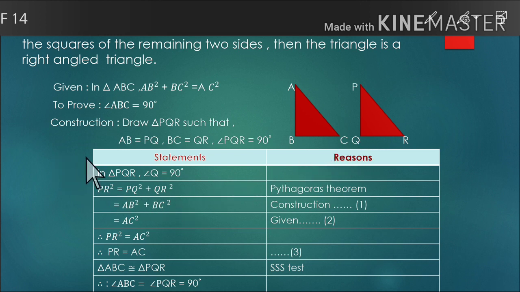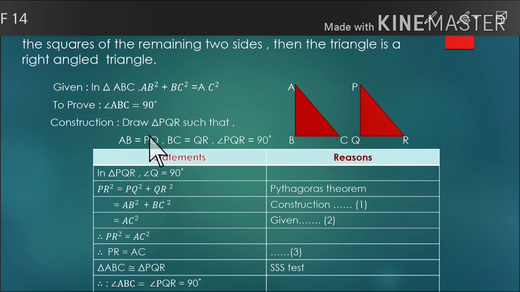Then to prove, statements and reason. We have done the construction. We have constructed triangle PQR. Let's start from triangle PQR. In triangle PQR, angle Q is equal to 90 degree. Therefore, we can apply Pythagoras theorem here. So, by using Pythagoras theorem, we can write PR square, that is hypotenuse, PR square is equal to PQ square plus QR square.